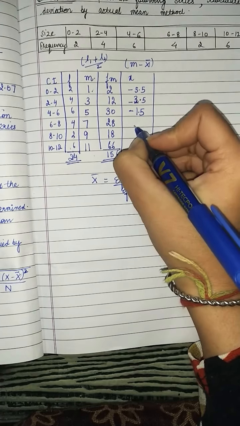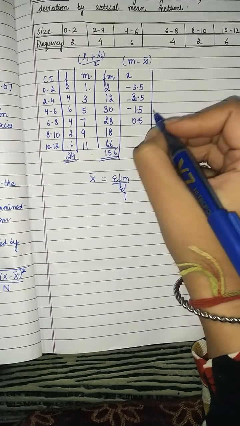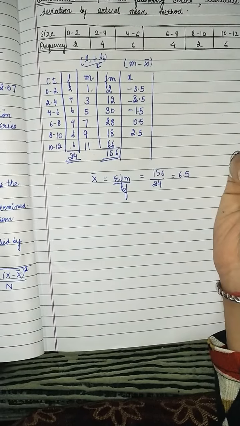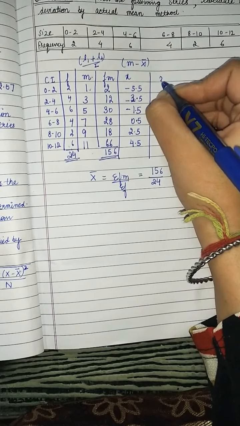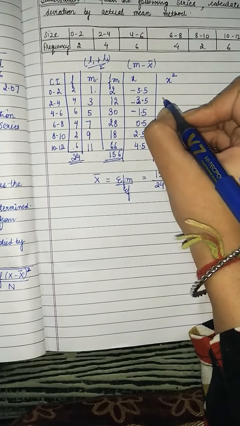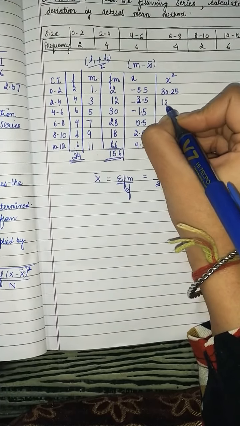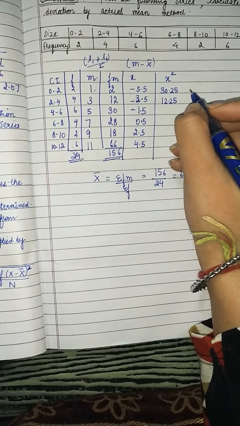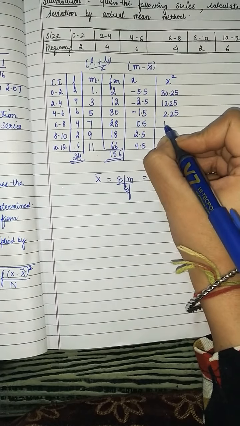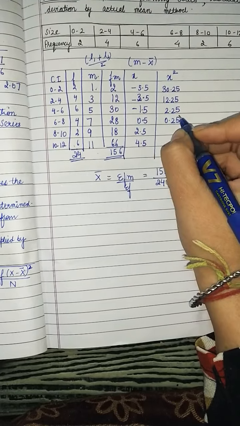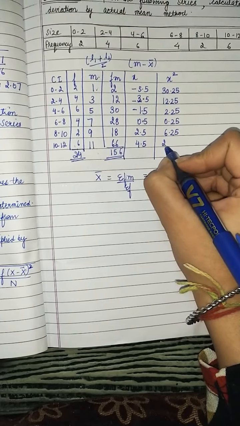7 minus 6.5 is 0.5. 9 minus 6.5 is 2.5. 11 minus 6.5 is 4.5. Then we have x square. Minus 5.5 squared is 30.25. Minus 3.5 squared is 12.25. Minus 1.5 squared is 2.25. 0.5 squared is 0.25. 2.5 squared is 6.25. 4.5 squared is 20.25.